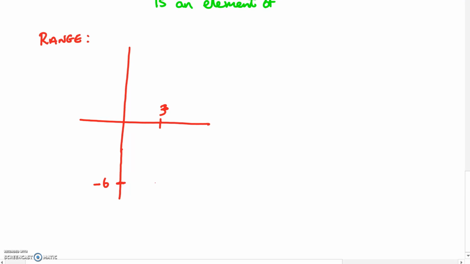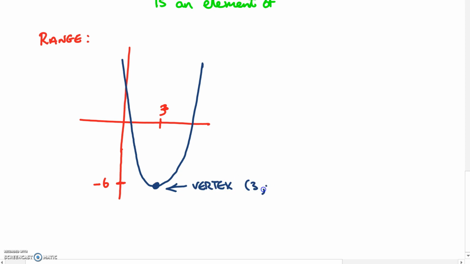If we can draw it here, 3, negative 6, that's going to be the vertex, and we know it's U-shaped, so it's going to be that shape there. Maybe it's not going to be as narrow as that. Maybe it's going to be a little bit wider, but it doesn't matter. Okay, that's the vertex. Well, if you look at that, none of the numbers that are on this line go below -6. Okay, this graph always stays above -6.